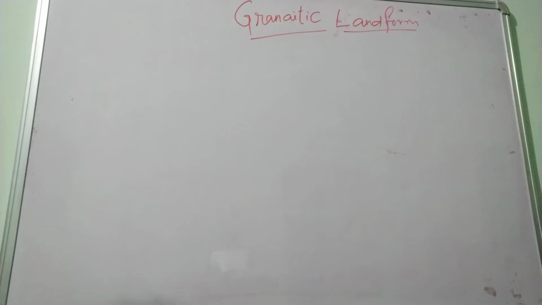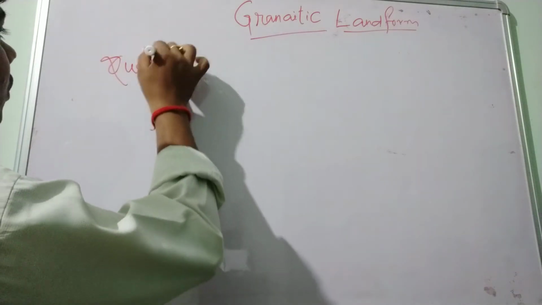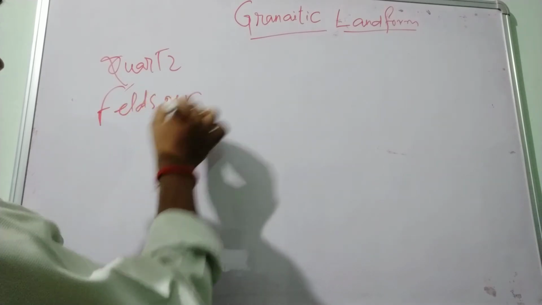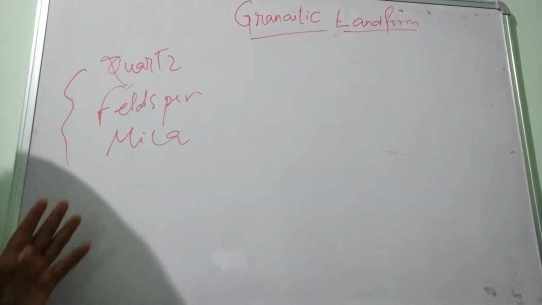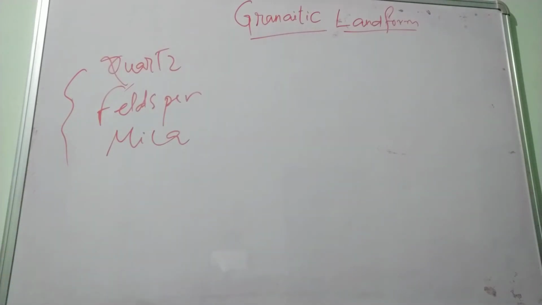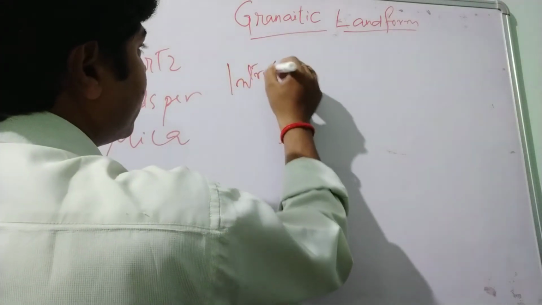As you know, granite is a hard crystalline rock made of three minerals: basically quartz, feldspar, and mica. The composition of these three minerals helps to develop the granitic structure. It is an example of an intrusive igneous rock.